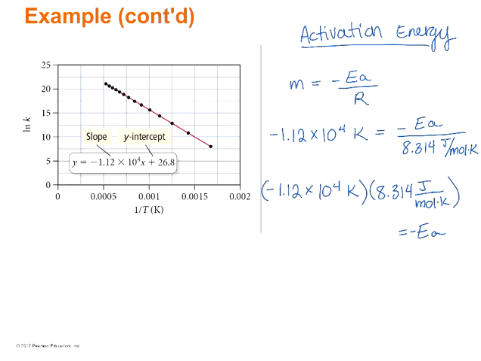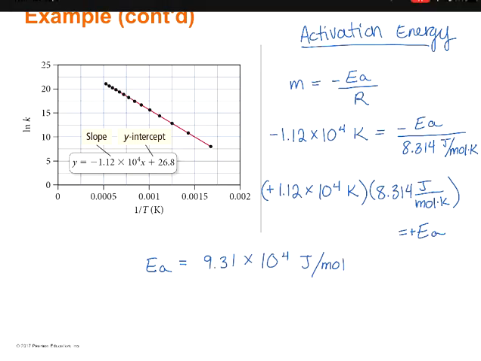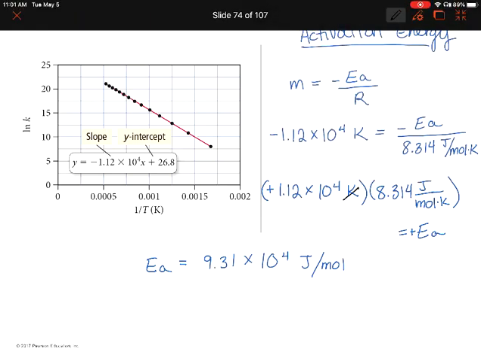All right, so if we solve for Ea, we do have negative signs on both sides of this equation, so we could just multiply both sides by negative 1 to get rid of those negative signs and make them positive. So the value of Ea is 9.31 times 10 to the 4th joules per mole, because Kelvin will cancel. Notice in our units, we have Kelvin in the numerator and the denominator, so we're just left with joules per mole.